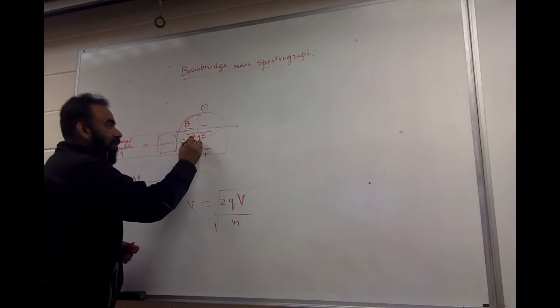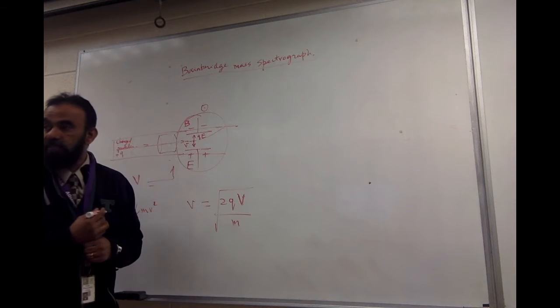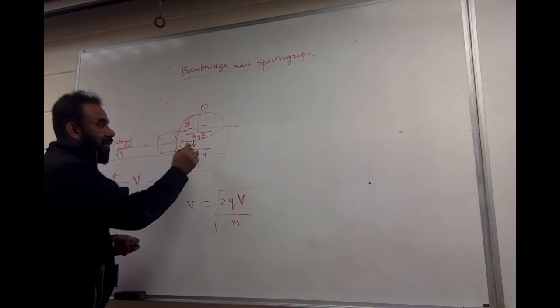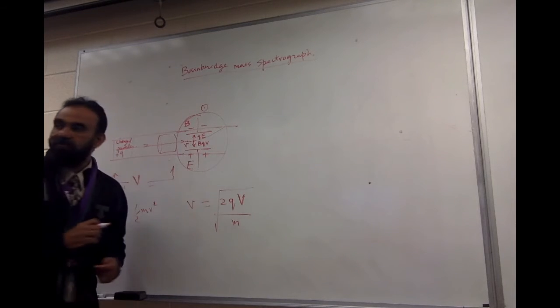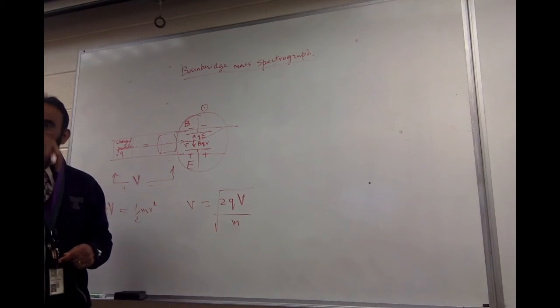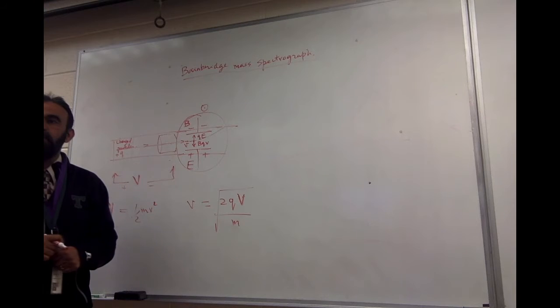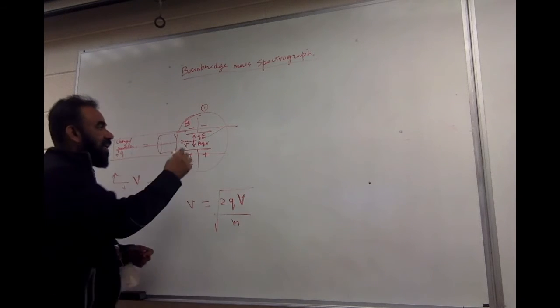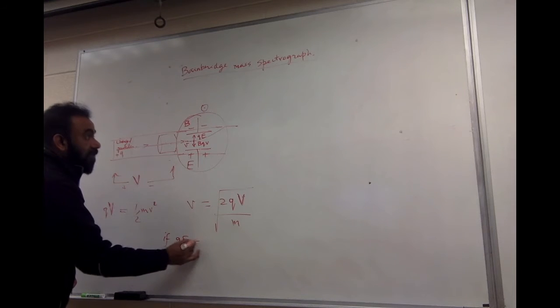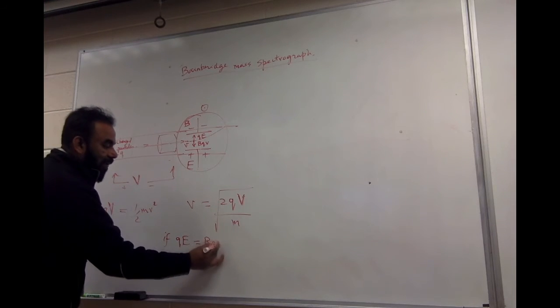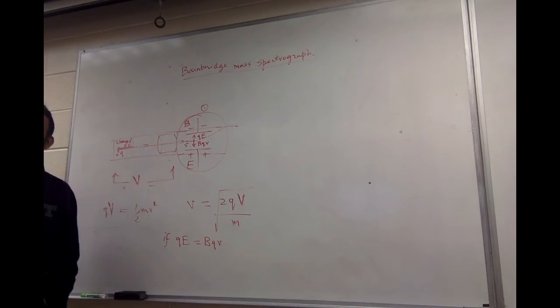Magnetic force is going to be pulling it downward. The formula is QE. BQE. You just saw it. Magnetic force is BQV, downward. Now if QE is equal to BQV, what will be the deflection?